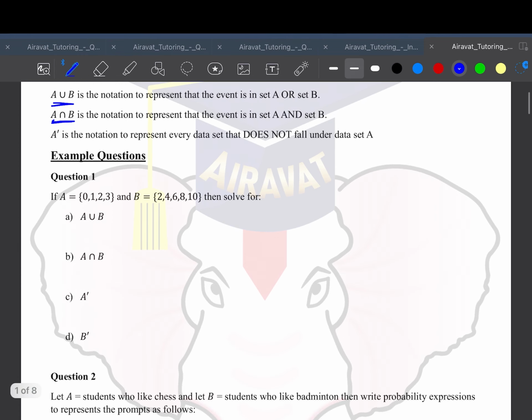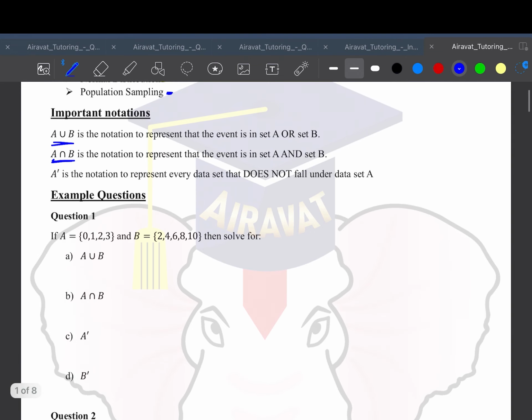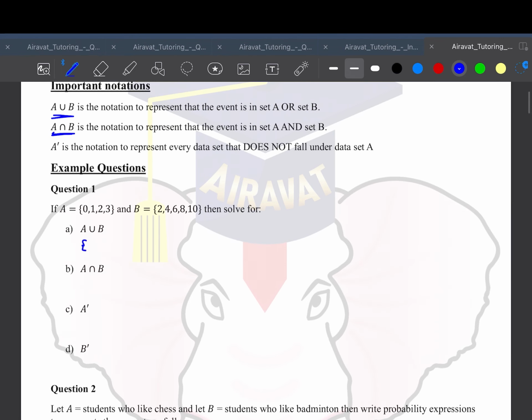So, if A equals 0, 1, 2 and 3 and B equals 2, 4, 6, 8, 10, then solve for A union B. So again, A union B is an either or situation. That means we have to include every single number that is present in A or B, which is just going to be every number over here, except we don't repeat numbers. So our answer would be 0, 1, 2, 3, 4, 6, 8 and 10.